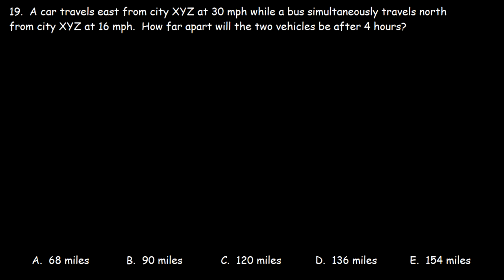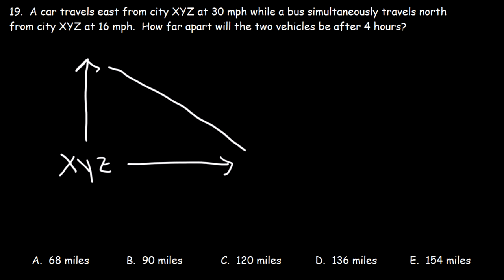19. A car travels east from city XYZ at 30 miles per hour, while a bus simultaneously travels north from city XYZ at 16 miles per hour. How far apart will the two vehicles be after 4 hours? So let's say this is city XYZ. The car travels 30 miles per hour east, and the bus travels 16 miles per hour north. Our goal is to find the distance between these two vehicles after 4 hours.